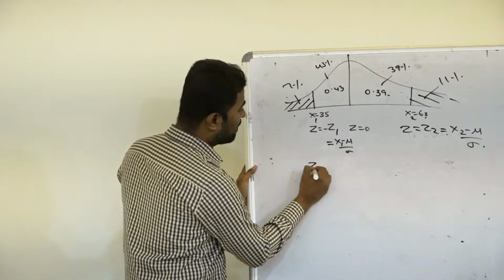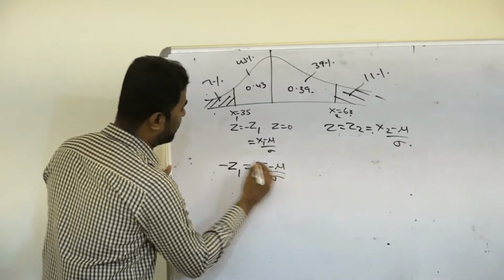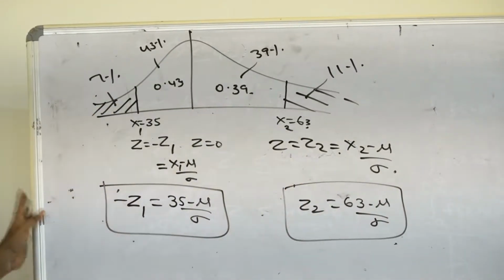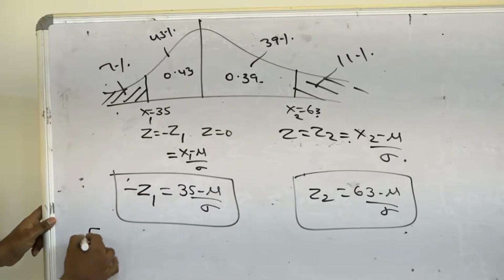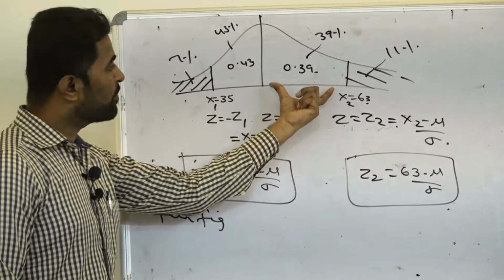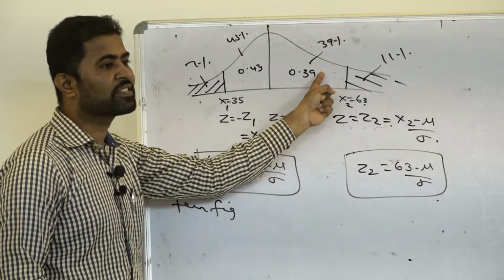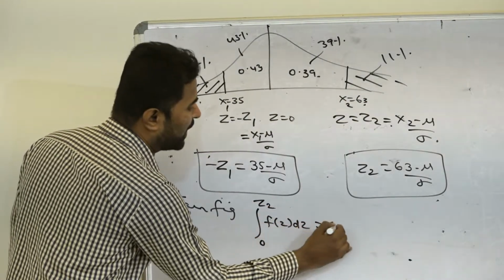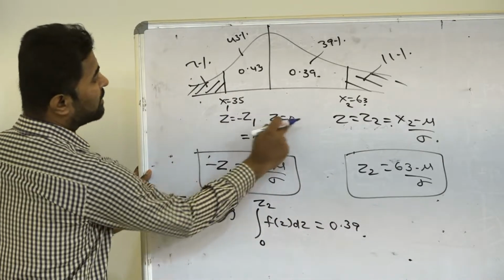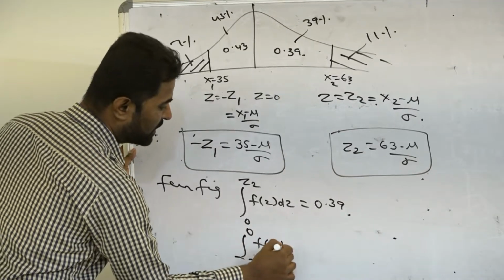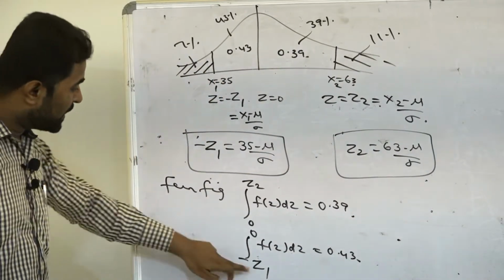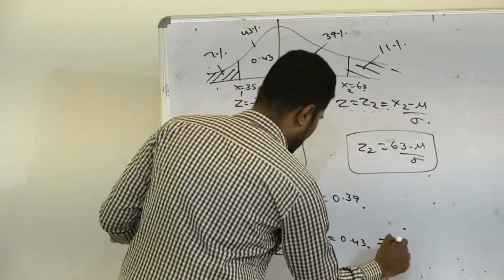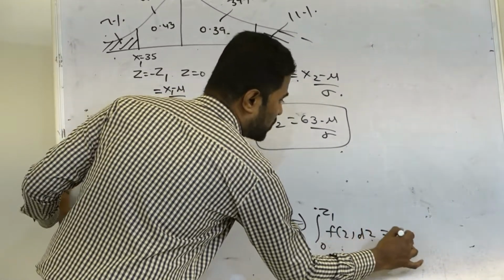So minus z1 is equal to 35 minus mu by sigma. This I have. And here z2 is equal to 63 minus mu by sigma. So I need z values, and I will calculate them from the figure. From the figure, from here to here, I have 0.39 as the area. So 0 to z2, f of z dz is 0.39, and minus z1 to 0, f of z dz is 0.43. Minus a to 0 is the same as 0 to a, as I said just now. So I can write it as 0 to z1, f of z dz is equal to 0.43.